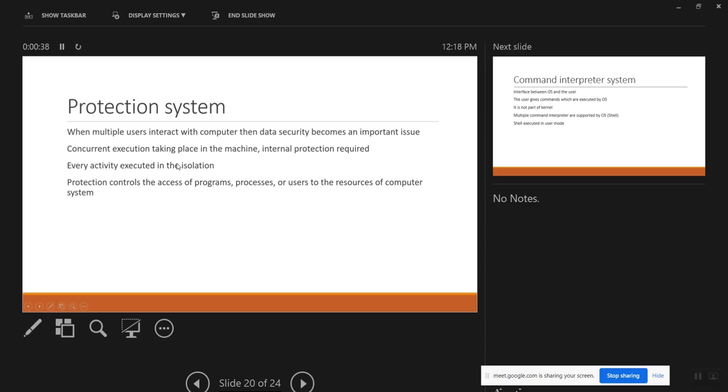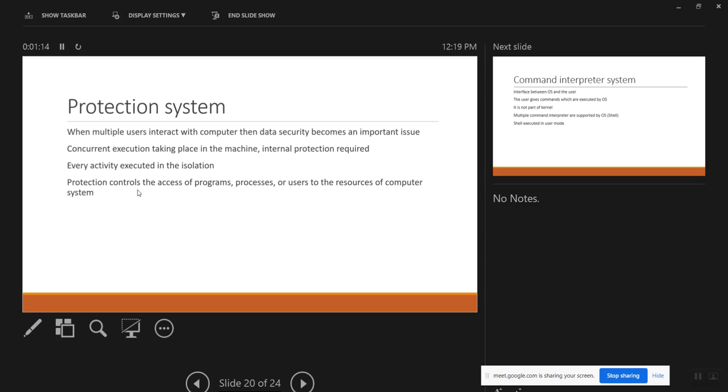Then concurrent execution means many processes are executing at one time in the operating system. So we can simply say that there should be a different space given to each process. No process can overlap another, because if they overlap, they are going to crash. Then every activity is executed in isolation. This is the last point: every process should be executed in isolation up to its completion.